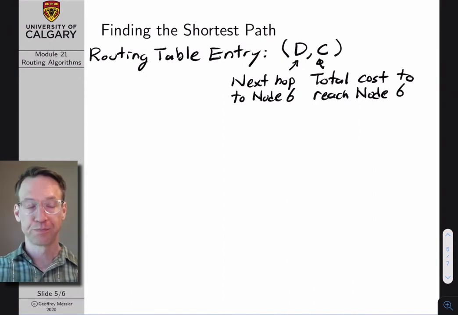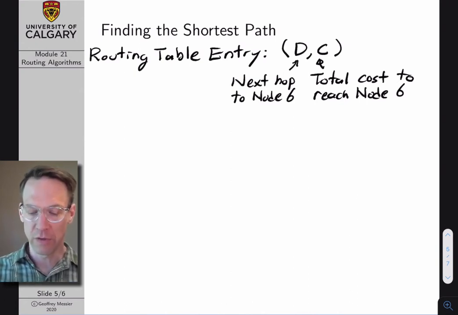So the routing table entries will keep track of not only the next hop to the destination, but also the total cost to reach the destination. And we'll see how this kind of works into things.